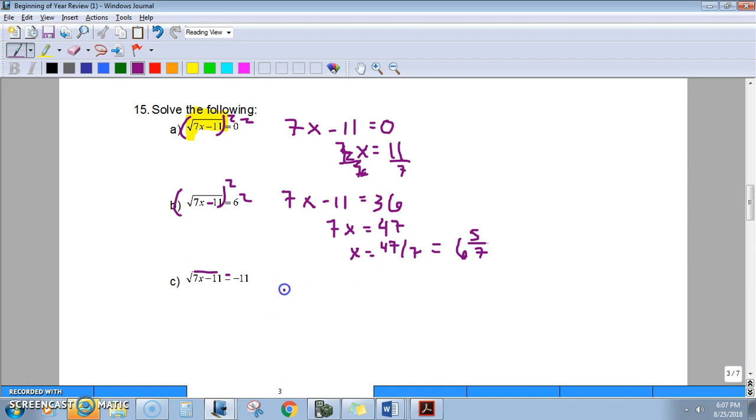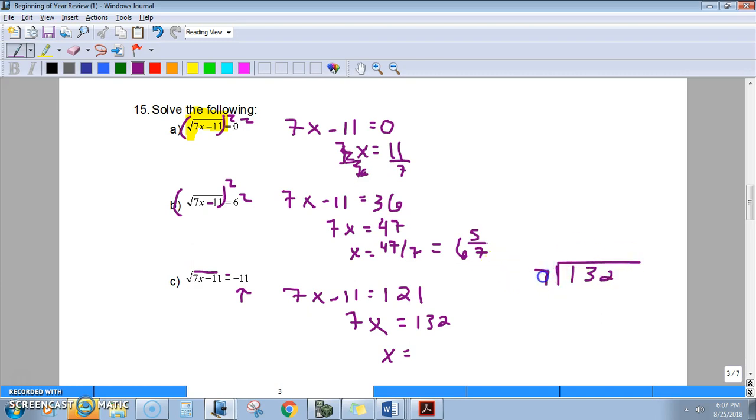So this time when I square both sides, I'm going to get 7x minus 11 is equal to, and it doesn't matter that this side is negative 11, because remember, a negative times a negative is just a positive. So it's equal to positive 121. I add 11 to both sides this time. I get 7x equals 132. Divide both sides by 7, and I'm going to get, well, let's practice some long division here.